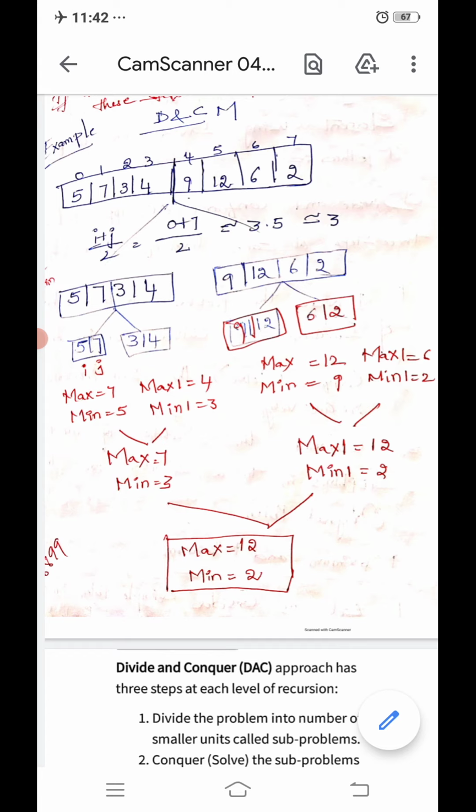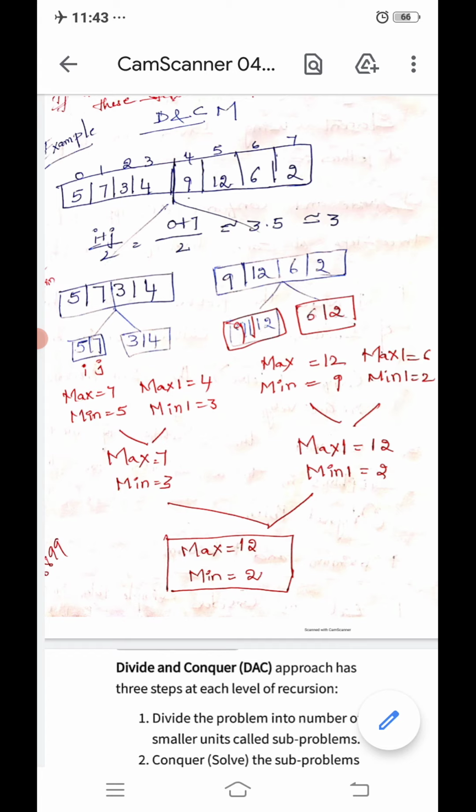Now we have to combine the solutions into the original solution. We have to check the conditions and compare. Checking max comma max 1, the maximum of 7 comma 12: which one is maximum? 12 is the maximum element. Coming to the minimum of 3 comma 2, the minimum value is 2. Finally you get the original solution: the maximum element is 12 and the minimum element is 2.